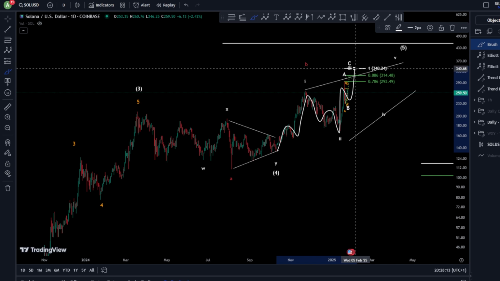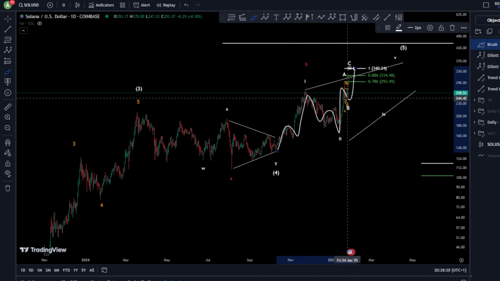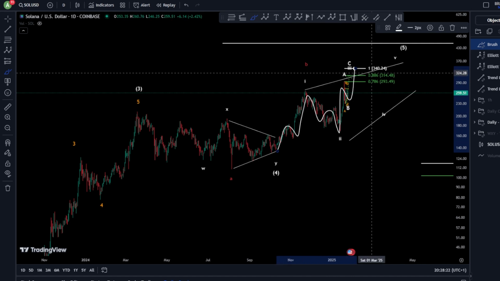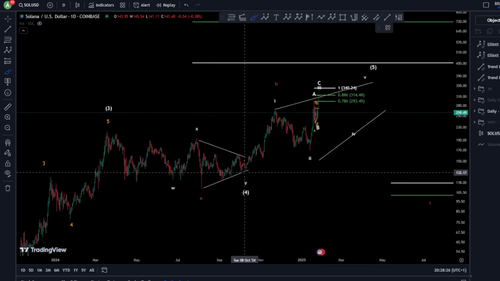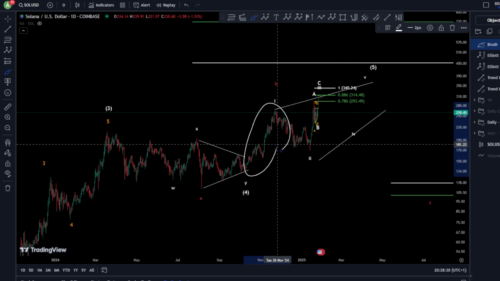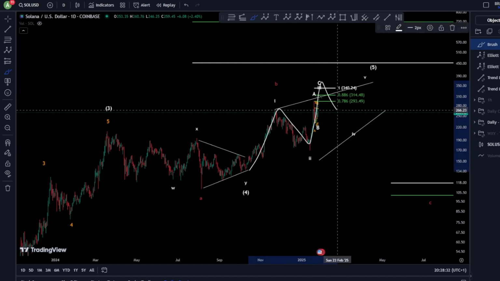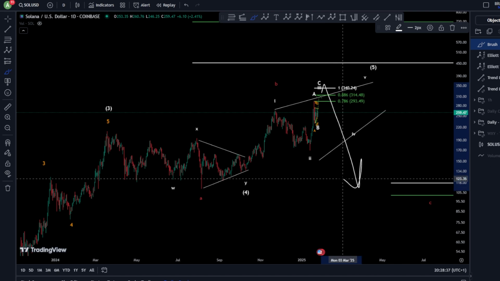Now, breaking this 1-to-1 fib level is problematic because this is your last chance for higher prices. This is your last motive wave possibility for higher prices, meaning we don't have an impulse, 1, 2, 3, 4, 5. It's impossible. This is 3 waves. We don't have a contracting diagonal. In case we take this high, once we take it, we're going to move directly down.